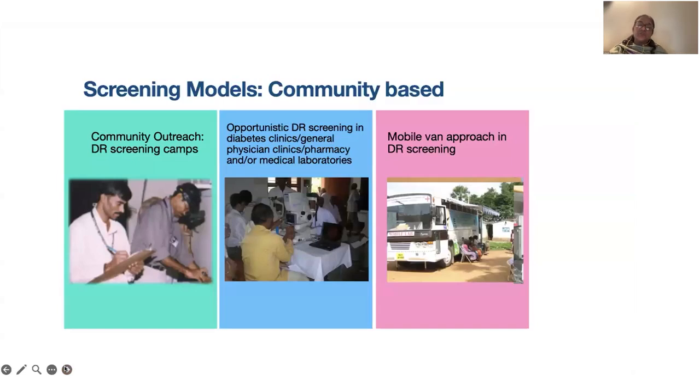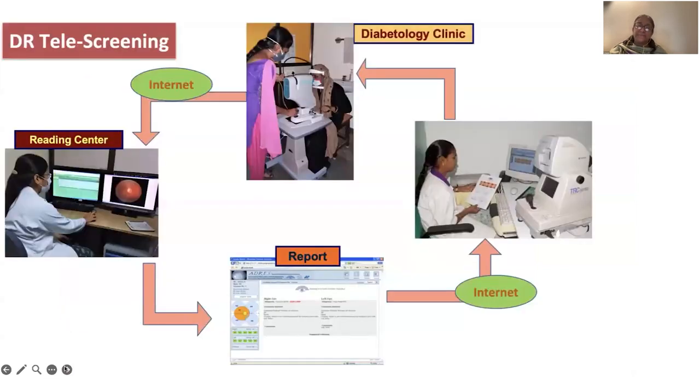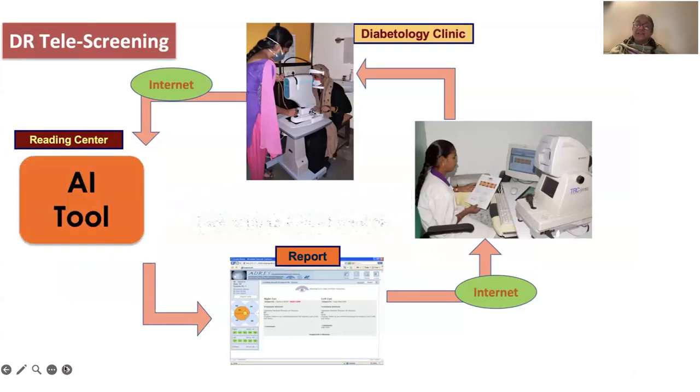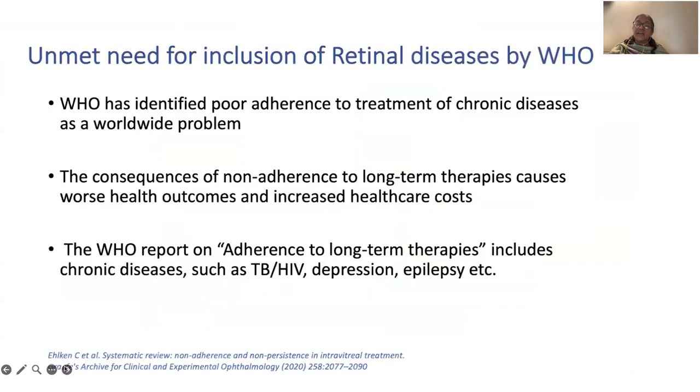Then you can use opportunistic DR screening in general physician clinics, pharmacies, and pathology labs, where AI-based fundus cameras can be used. You can use mobile van units. A lot of institutes are using them; Shankar Netralaya is using a mobile van unit for DR screening. And institutes like Aravind Eye Hospital, I'm aware, are using tele-screening where the turnaround time is about 1 hour. But if you are using an AI-based camera, then the turnaround time for getting the report is as short as 1 minute.